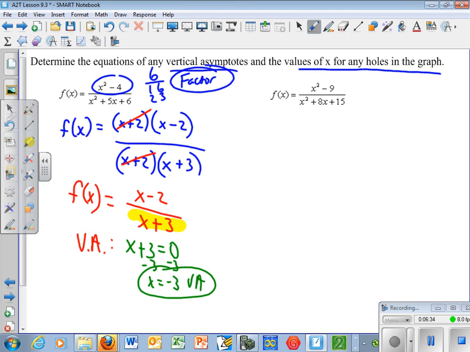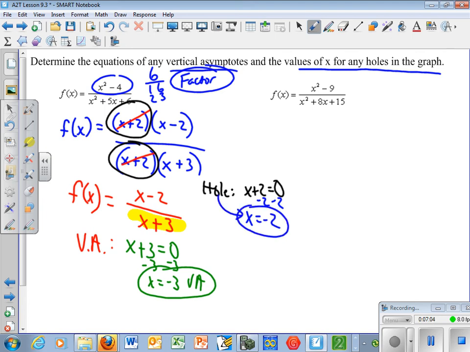Now we'll look at holes. Where does a hole occur? The value of x for a hole. Right here, we had a factor that canceled out. So what you want to do is use the zero product property on that factor that canceled out. So you take the factor that canceled out, which was x plus 2, set it equal to 0. Solve that for x, I subtract 2. So there would be a hole occurring at x equals negative 2.